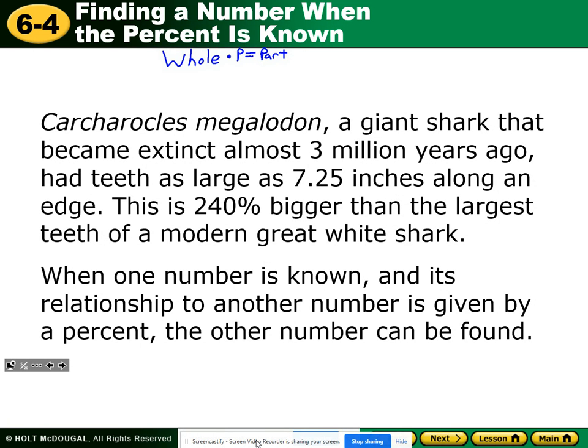All right, and I like to put part that represents the percent, right? Part that represents. The hardest part for most people is figuring out what is what. The percent, that's pretty easy, generally. Well, what's the percent from this problem, guys and gals? Okay, so 240%. So I can put that in the middle, 240%.